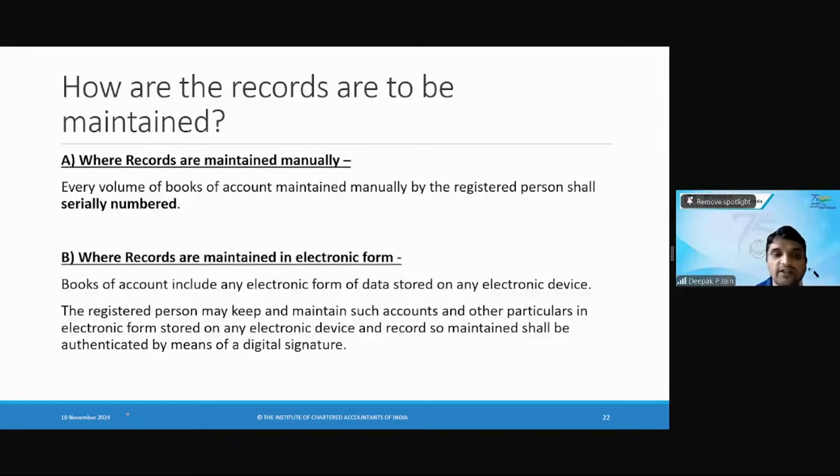और इफ इट इज इलेक्ट्रॉनिकली बी मेंटेन, देन the registered person may keep and maintain such accounts and other particulars in an electronic form stored in any electronic device. मतलब कंप्यूटर, लैपटॉप, सर्वर, बैकअप करके आप पेन ड्राइव में भी सेव कर सकते हो. एंड रिकॉर्ड सो मेंटेन शैल बी ऑथेंटिकेटेड बाय मींस ऑफ अ डिजिटल सिग्नेचर. जो भी रिकॉर्ड्स है उसका आप डिजिटल सिग्नेचर से ऑथेंटिकेट कर सकते हो. सो यू कैन मेंटेन द रिकॉर्ड्स मैन्युअली ऑल्सो और इलेक्ट्रॉनिकली ऑल्सो. बोथ द ऑप्शंस आर गिवन टू यू.